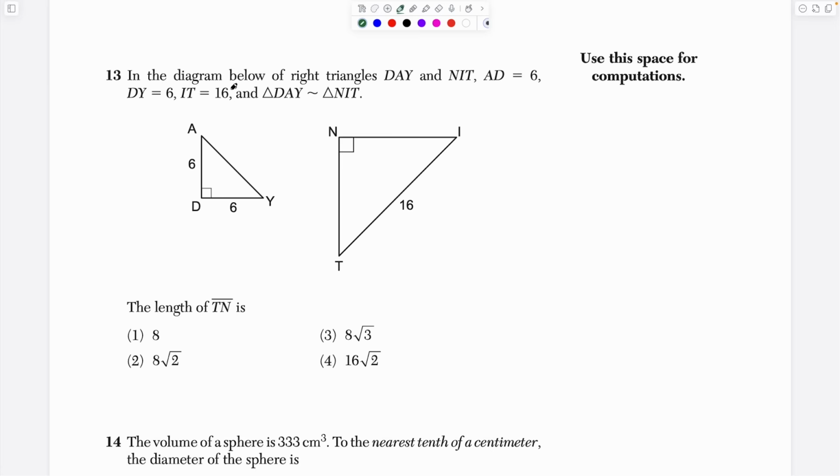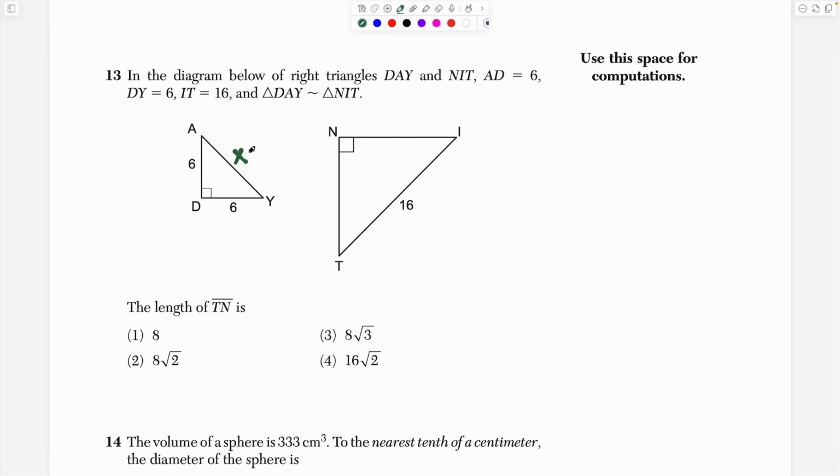Question 13: in the diagram below of right triangles DAY and NIT, AD equals 6, DY equals 6, IT equals 16, and triangle DAY is similar to triangle NIT. The length of TN is, and we have these 4 options to choose from. For this question, we just really have to know what's going on with similar triangles. There are a few ways that we could do this, but one way would be to find the missing side over here for AY. We know these 2 sides here, so we could use the Pythagorean theorem.